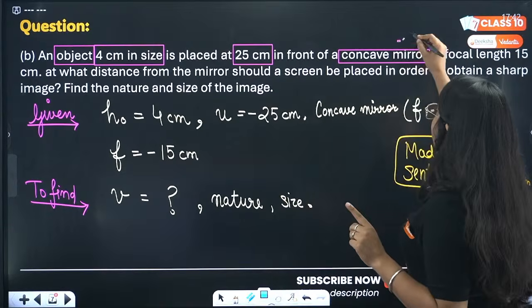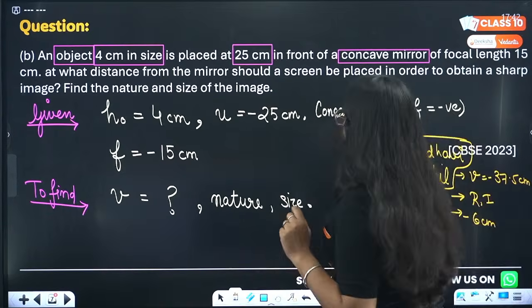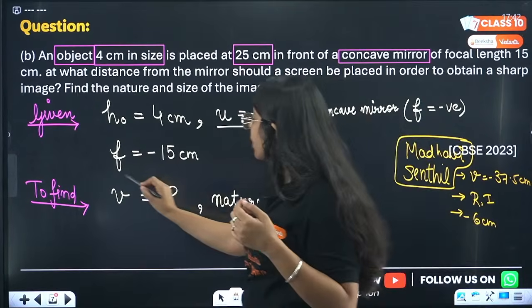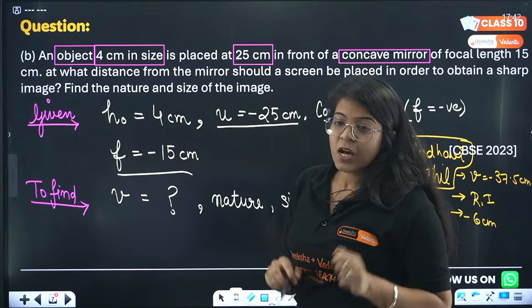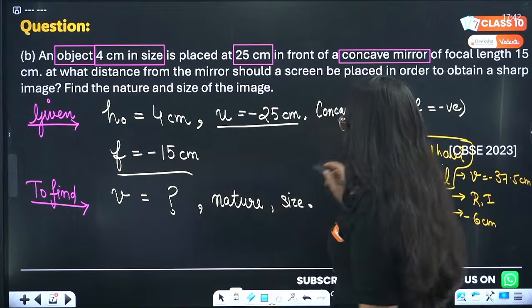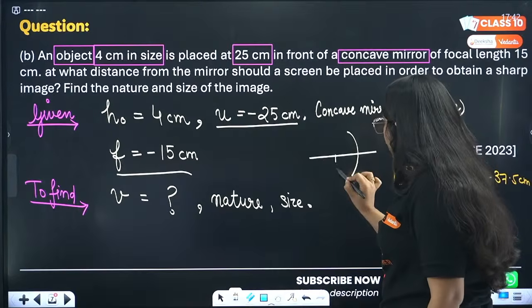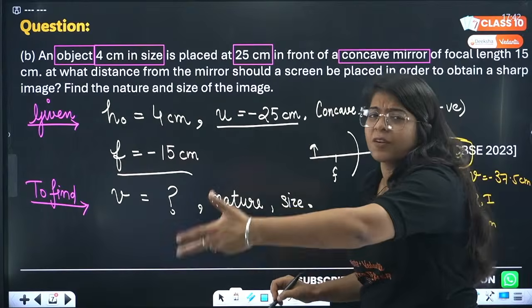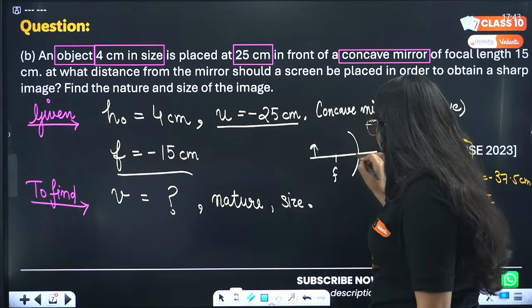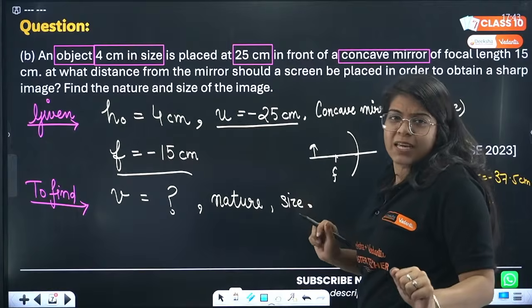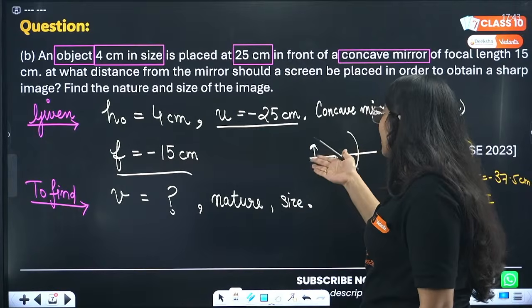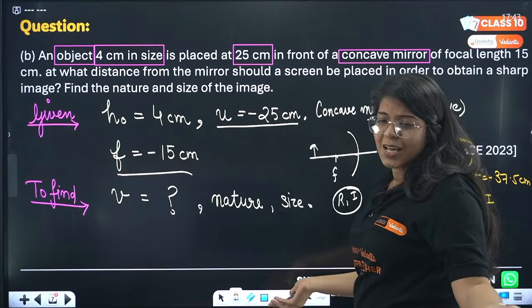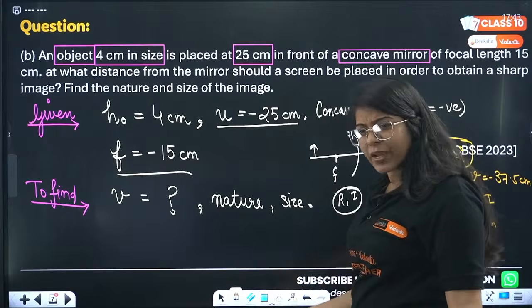This is a concave mirror, and they have told you that U is minus 25 centimeter, focal length is minus 15 centimeter. So U is greater than focal length. That means for this concave mirror, this is your focal length, and U is somewhere here. The object is beyond focus, not between F and pole. That is our stupid case. So if the object is here, then a real and inverted image will be formed. So simply the nature of image is real and inverted. Okay?